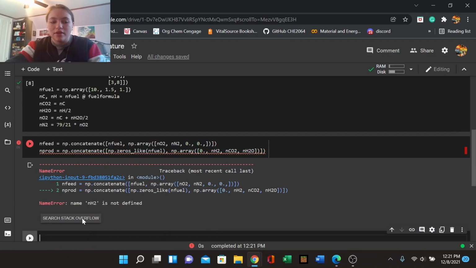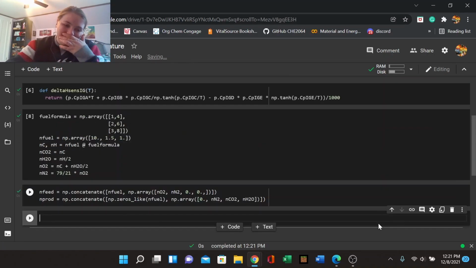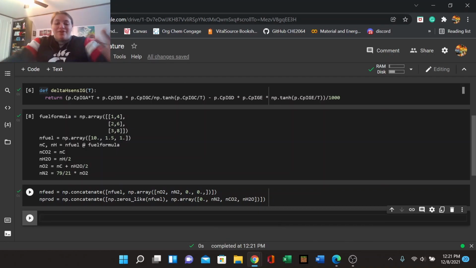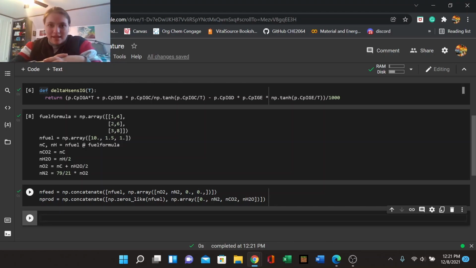Let me shift enter now. Oh, I'm dumb. That's the slot for N2. Okay. So from this, we are going to start making that final equation. So this is just basically setting up our system and our values of moles going in, coming out.